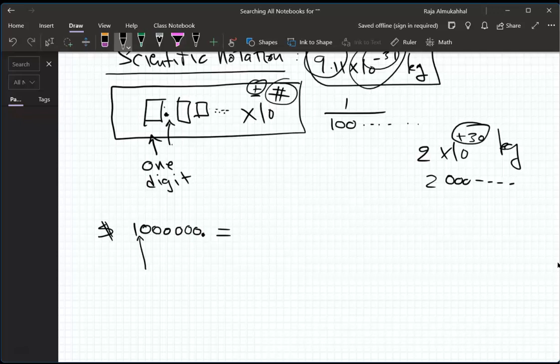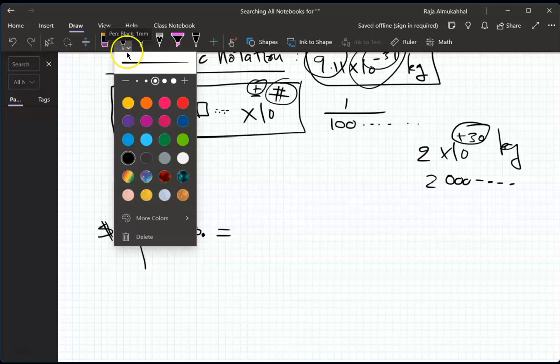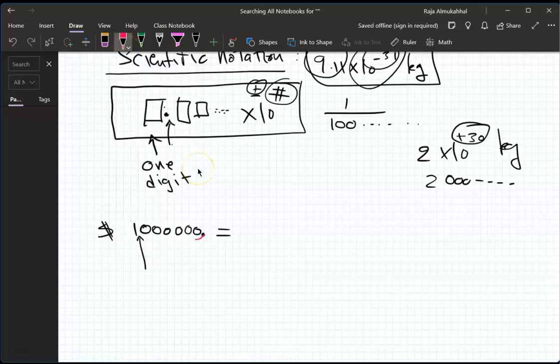Now you want to count how many steps I'm going to go. Let me put it in a different color. So here's 1, 2, 3, 4, 5, 6. So I have moved 6 steps to the left, so it becomes 1.00, 2 zeros if you want, times 10 to the 6, and there we go. You see what I'm saying? Here's another one.